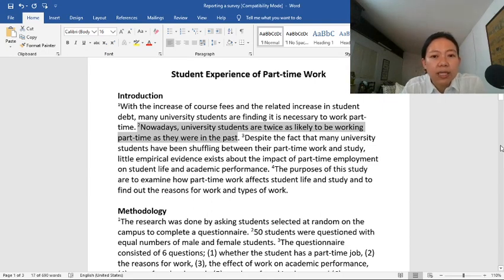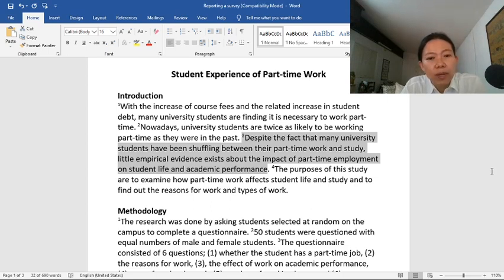And in the third sentence, "Despite the fact that many university students have been shuffling between part-time work and study, little empirical evidence exists about the impact of part-time employment on student life and academic performance." So the author used the word despite to show the contrast, and the word little itself shows the lack of study in this area. So this will lead naturally to the third move, which is occupying the gap.